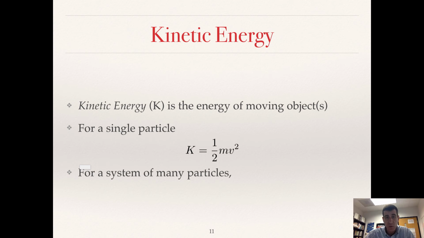Now, if you have a whole bunch of particles in your system, to get the total kinetic energy, you just add up all the individual kinetic energies. The total kinetic energy of the system is just the sum, where i is denoting all the different particles. So if you have 10 particles in your system, you go from 1 to 10, and for each particle, you take a half times the particle's mass times its speed squared, and you add all those up.